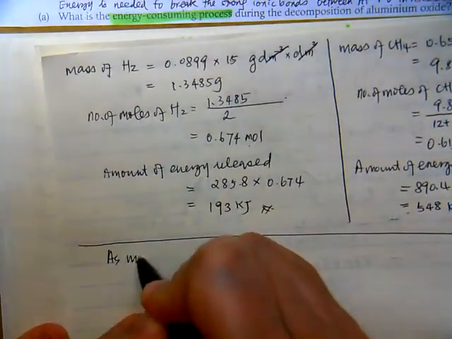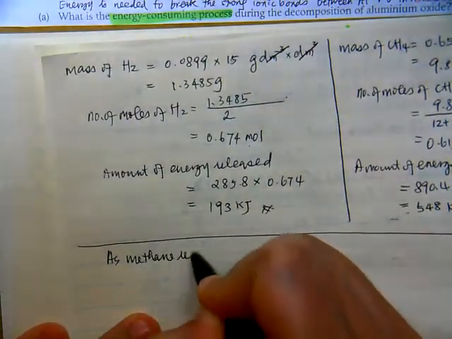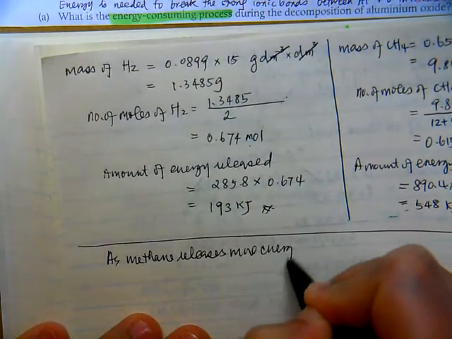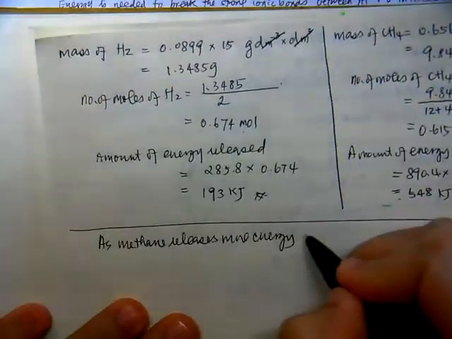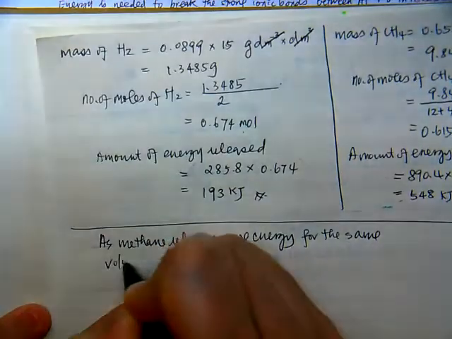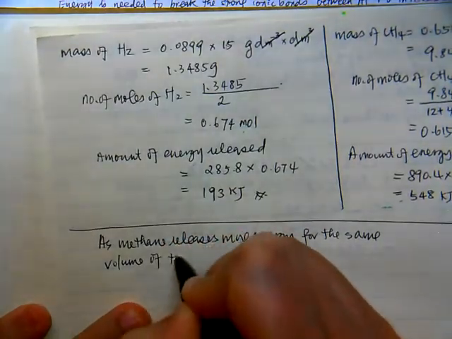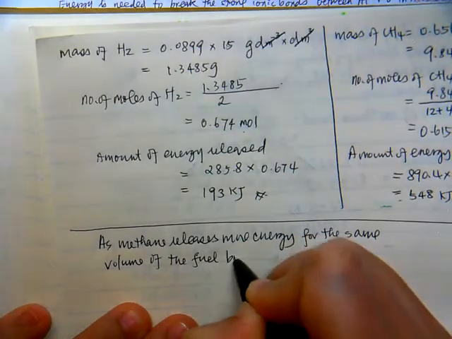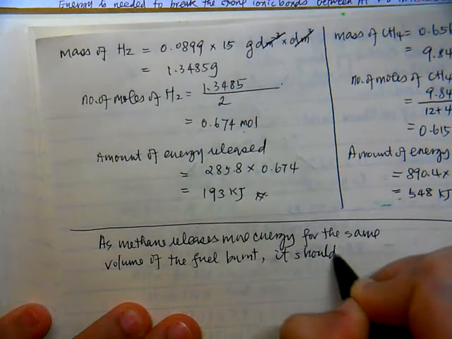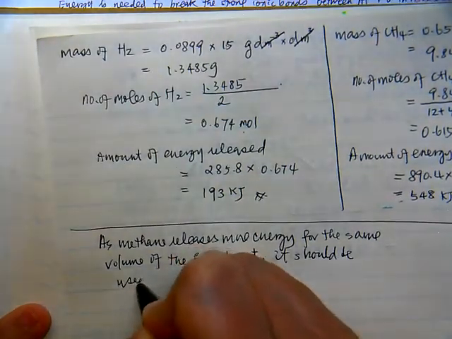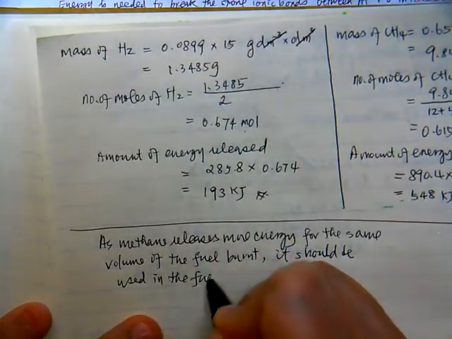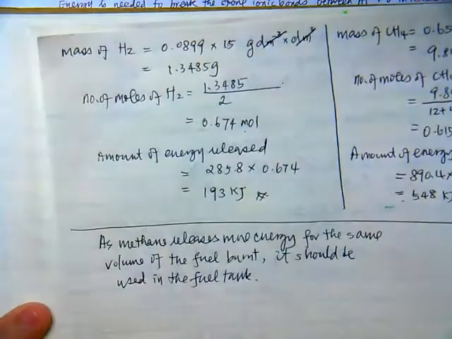As methane releases more energy for the same volume of the fuel burnt. Therefore, the container should be filled. It should be used in the fuel tank. Do you understand? Okay.